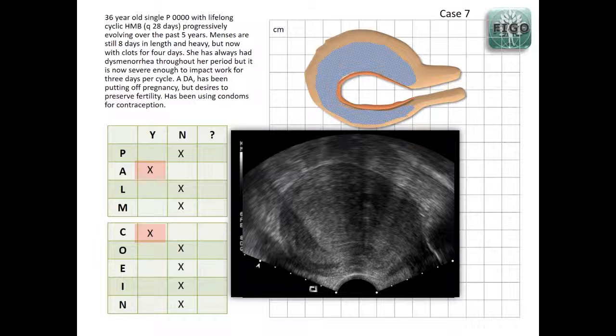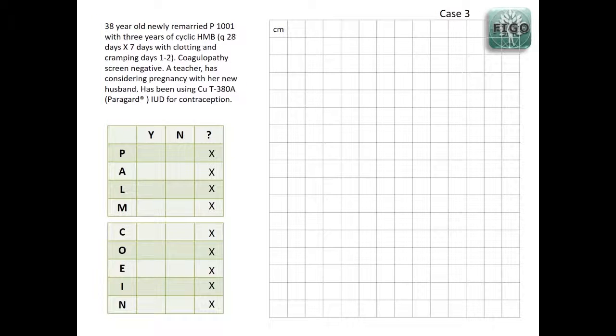The final case is a 38-year-old who's newly remarried, has had one previous pregnancy. She's had 3 years of cyclic heavy menstrual bleeding every 28 days for 7 days with clotting and cramping. Her coagulopathy screen was negative. She's a teacher. She's considering pregnancy with her new husband. She's been using a CUT380A Paragard copper IUD for contraception. So what do we know from here? Well, she could have the IUD as a contributor to the bleeding.